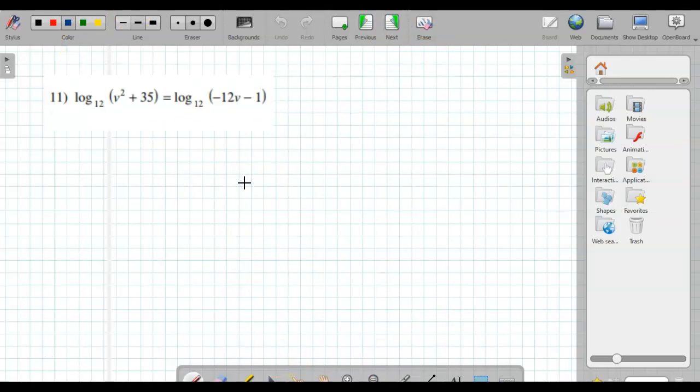Let's look at number 11. Number 11 is similar to the first couple problems that we did, but it does have a little surprise right here with this square that we have here. So again, we've got log base 12 on both sides. So if we do 12 to the power on both sides, those logarithms are just going to cancel out. This leaves us with v squared plus 35 equals negative 12v minus 1.